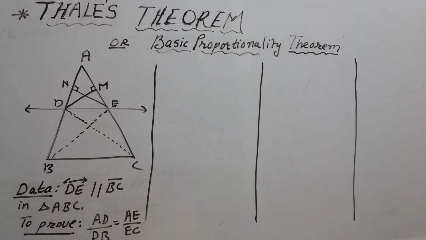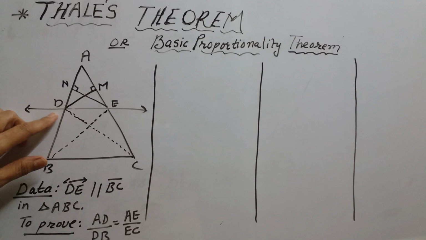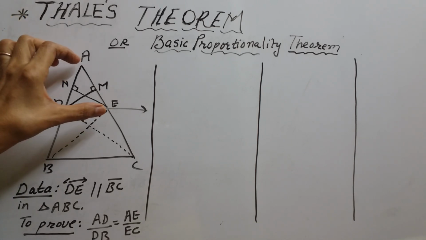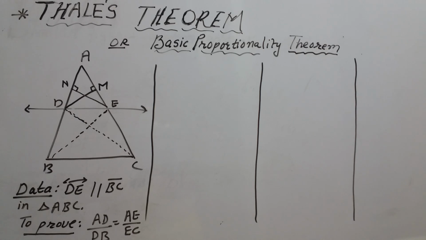So here in the figure, just observe, a triangle ABC is given to you and DE is a line parallel to BC. Now this DE is intersecting AB at D and AC at E and dividing the sides into two parts. One is AD and DB, the other part is AE and EC. And we are supposed to prove that these parts are in proportion, means their ratios are equal. We are supposed to prove AD by DB is equal to AE by EC.